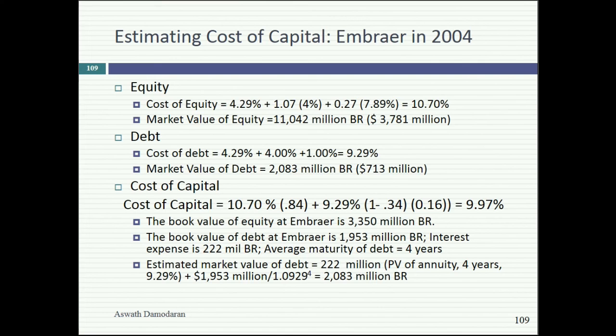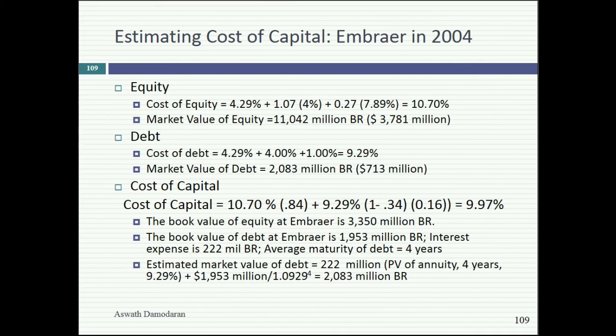To get to the cost of debt, I start with the same risk-free rate, 4.29%, and add 2 default spreads. Somebody remind me again why I'm adding 2 default spreads for Embraer? One was for the company, the other is for the country, because in a sense they're exposed to both risks. If I add those two, I come up with a dollar pre-tax cost of debt of 9.29%. Net of the marginal tax rate in Brazil of 34%, that gives me an after-tax cost of debt of about 6%. The market value of debt is $2.083 billion.